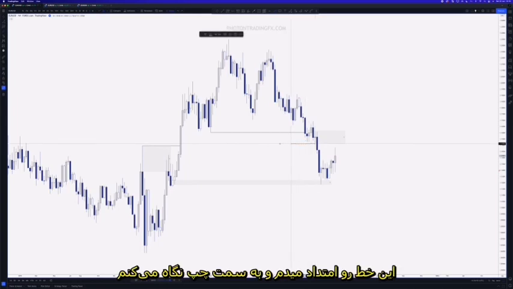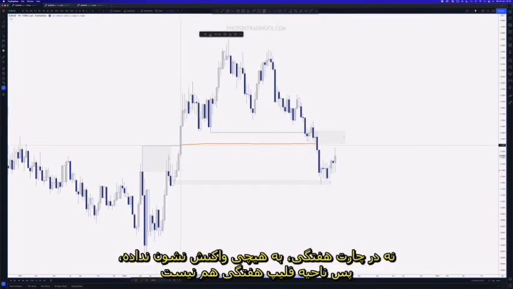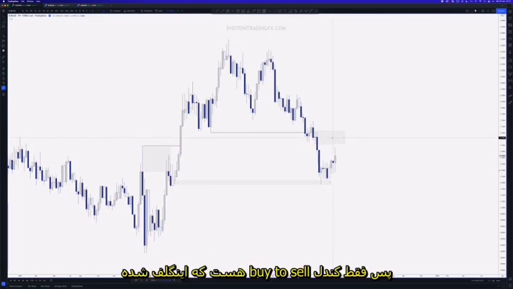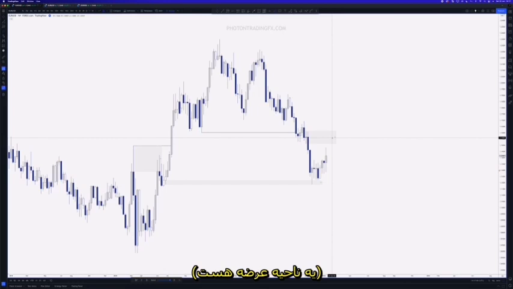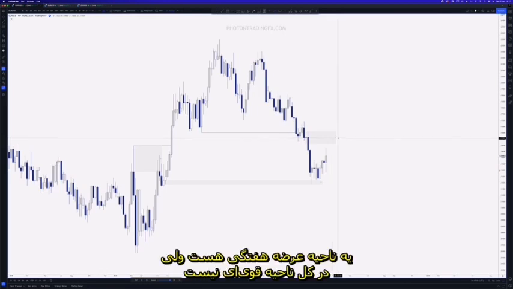Well, if we look left, draw this line across. No, it didn't react to anything here on the weekly chart. So it's not a weekly flip zone, okay? So for me, this is just a buy to sell candle that's engulfed. It is a supply zone. It is a weekly supply zone, but it's not a strong weekly zone, okay?